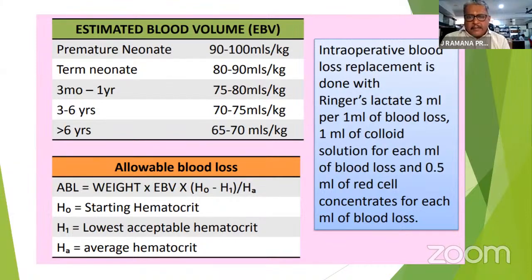For intraoperative blood loss, the replacement of blood is done with crystalloid 3 ml per 1 ml of blood loss, colloid 1 ml per 1 ml, and packed cells 0.5 ml per 1 ml of the blood loss. Crystalloid 3 ml per 1 ml, colloid 1 ml per 1 ml, packed red blood cells 0.5 ml per 1 ml.